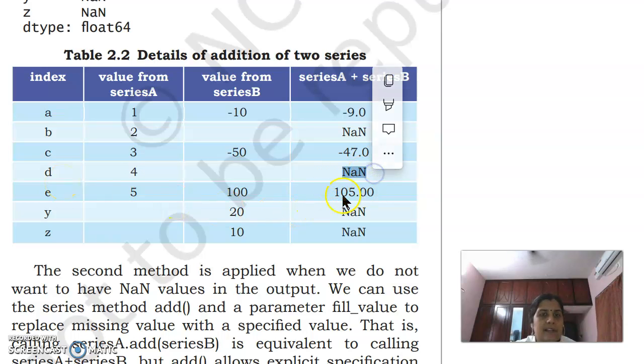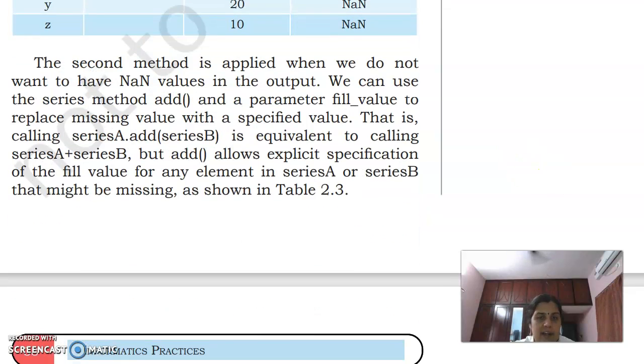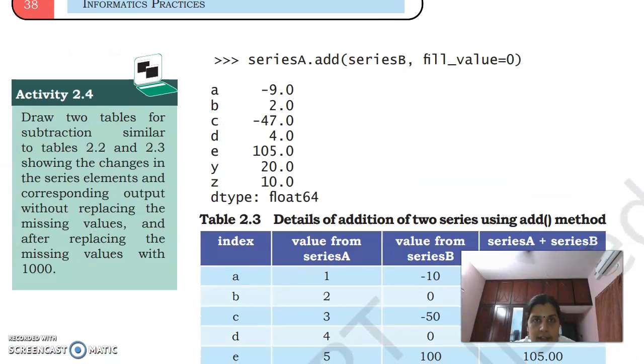Then not a number is the answer. E is 100, and Y is Z. Series A does not contain elements, so its answer will be NaN. So this is the output of the plus operator. I think you got this point. While we are using the plus operator, if one series does not contain elements, then it is taken as NaN.